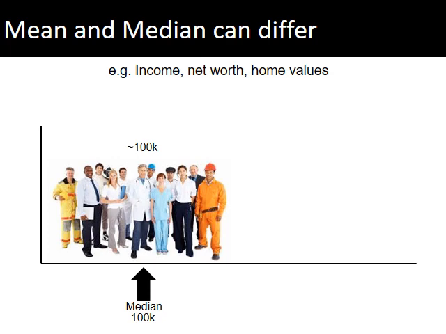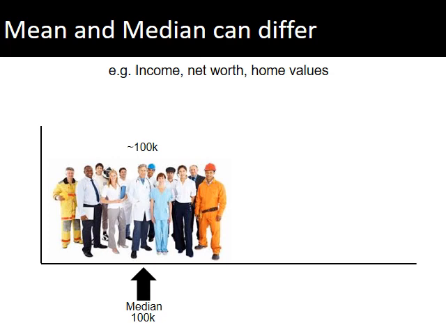Well, let's use some more natural data. So here we've got a set of people, a group of folks, and we want to determine the average income for this group of people. Let's say it's around $100,000. We've talked about how the mean and median can differ. So the median income, the middle income for this group of 1, 2, 3, 4, 5, 6, 7, 8, 9, 10, 11, 12 people is $100,000.